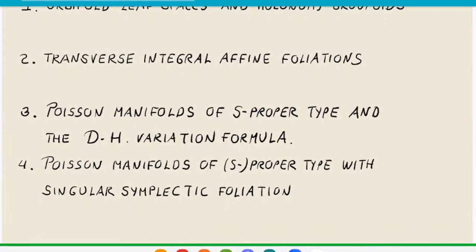And the final part of the talk, if time permits, will be about these Poisson manifolds of proper type whose symplectic foliation is not regular. So we'll see that even though the foliation might be singular, these Poisson manifolds still have the Duistermaat-Heckman property.